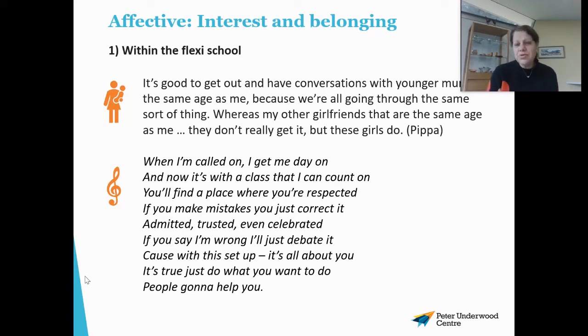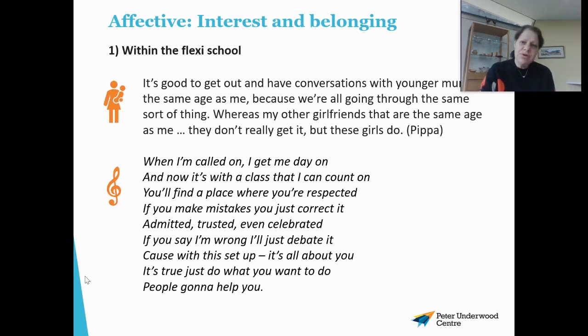And so Pippa talks about how the girls in the class get it, they understand what she's going through. In Melbourne Academy, in the lyrics, they talk about having a class that you can count on, having a place where you're respected, and people who are going to help you. This sense of belonging around students' shared interests led to a high level of peer support, as well as having a strong connection with staff.